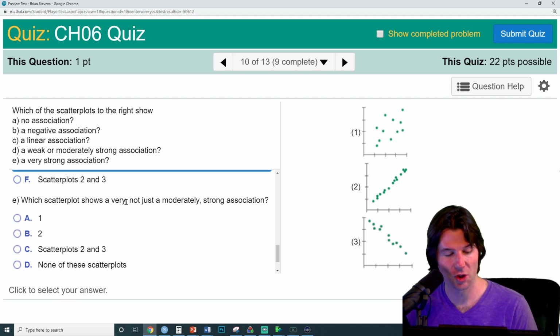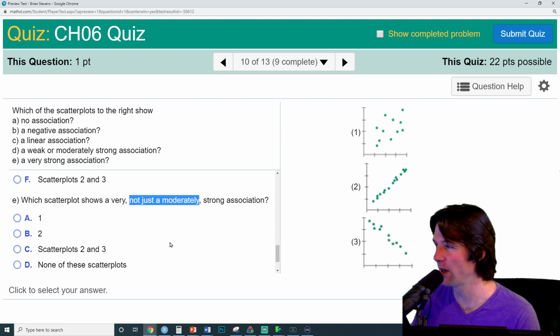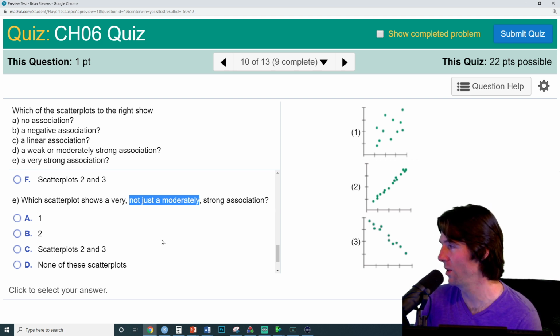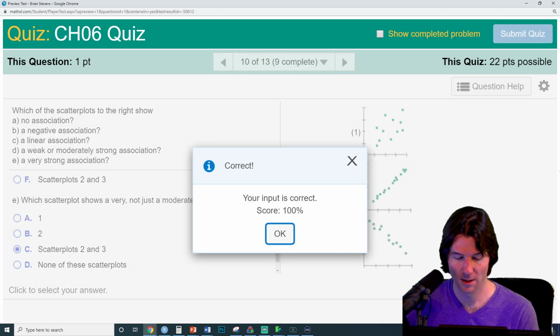Which scatterplots show... I wish they just removed this. Just don't read it. Which scatterplots show a very strong association? Because they're not kind of strong, but very strong. Which ones show very strong? 2 and 3. Yep. Did we get 100?